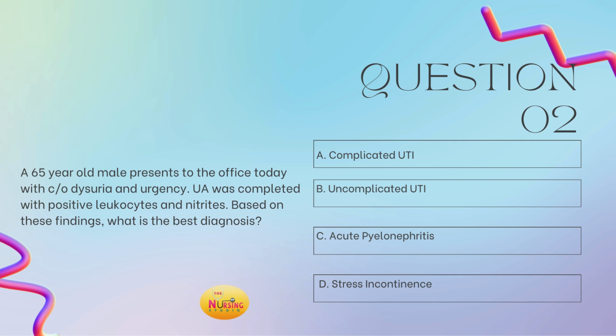When doing one-on-one sessions, one of my students was like, hey, I really kind of skim across the age and things, but y'all, these are key details. Don't skim across that. Him being a male as well as the age gives you what you need for those answers. So the best answer here is A, complicated UTI.